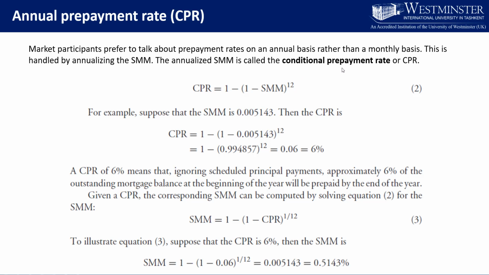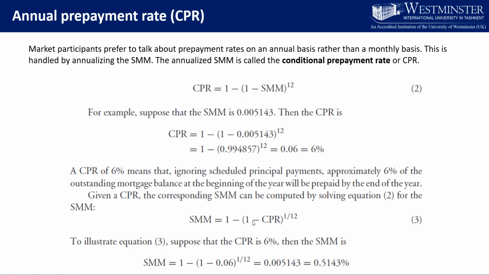So it's called conditional prepayment rate, or CPR. So let's say you've got this SMM of 0.51% that you calculated earlier. The CPR will be around 6%. Okay? A CPR of 6% means that ignoring scheduled principal payments, in addition to those, approximately 6% of the outstanding mortgage balance at the beginning of the year will be prepaid by the end of the year. And that happens each and every year. Imagine if you had a 30-year mortgage. It would be a lot, right?